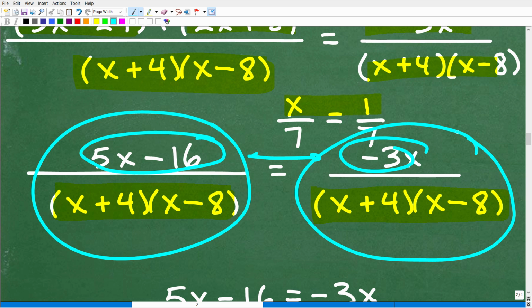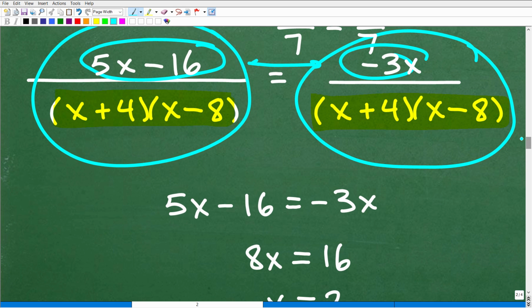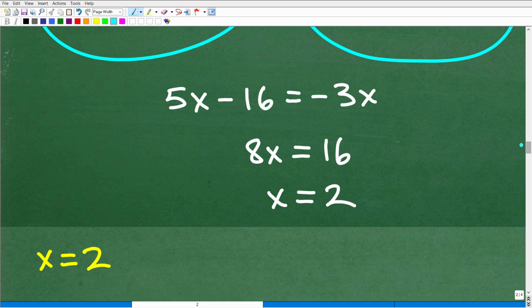So we always want to work smart and efficient here. So let's go ahead and equate the numerators, and we can write a simple equation there that's basically 5x minus 16 is equal to negative 3x. And now we can just do some basic pre-algebra stuff and solve for x. So I'm going to go ahead and add 3x to both sides of the equation.